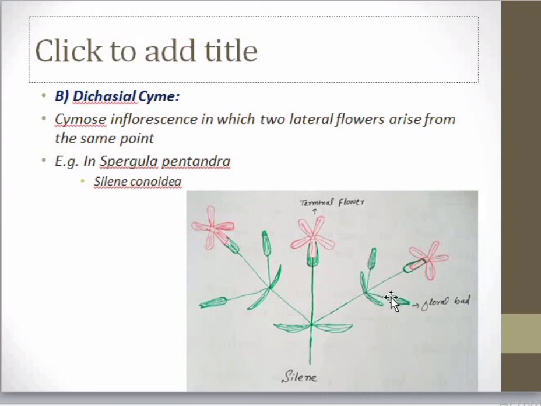This further gives rise to two flowers arising from the same point. Such a type of inflorescence development or arrangement is known as dichasial cyme. It is a type of cymose inflorescence. This is found in Silene conoidea. This is the Silene conoidea plant, Spergularia pentandra. This also possesses such a type of inflorescence.